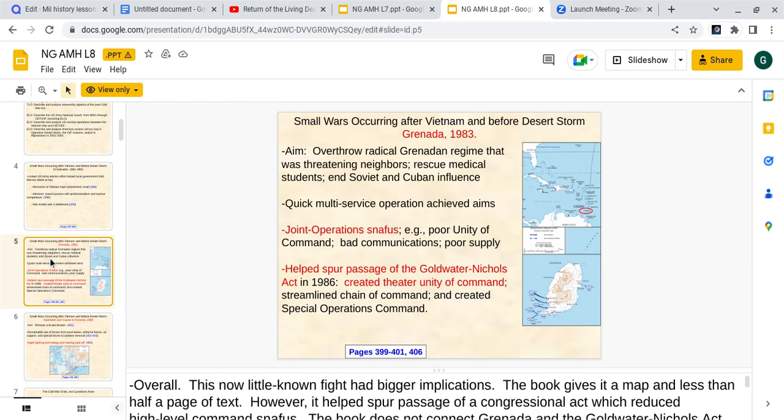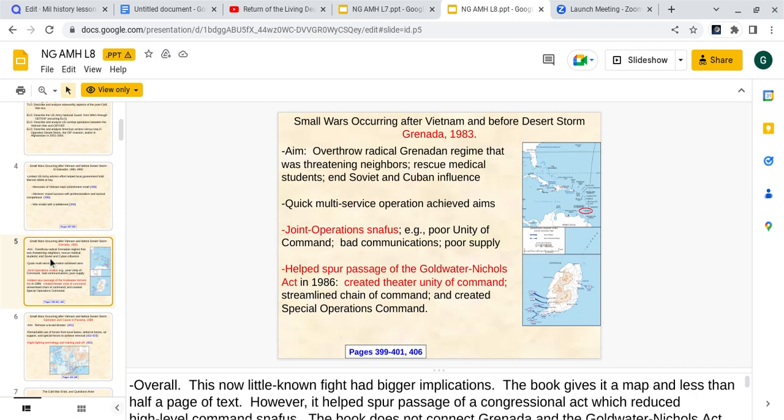Also, Grenada, 1983. This was a joint operation snafu. Snafu basically meaning chaos. So there was chaos trying to coordinate joint operations between Navy, Army, Air Force, and this is due to poor unity of command. So a lot of different people giving commands. There was poor unity of command. There was also bad communication and poor logistical support during Grenada.